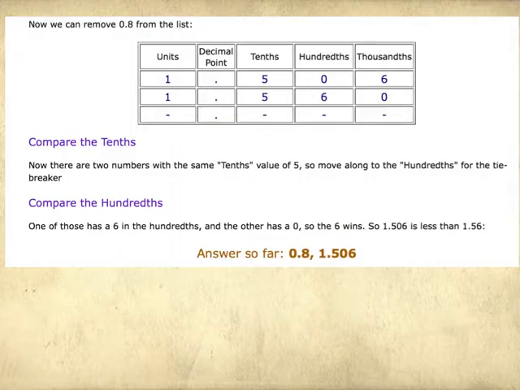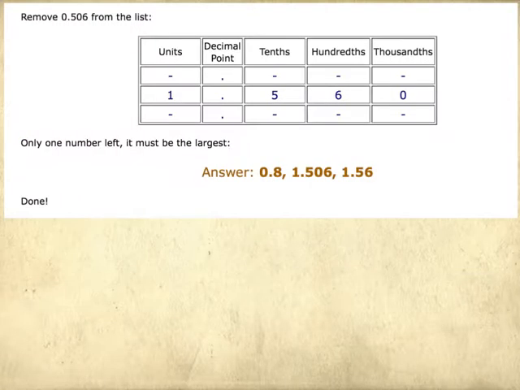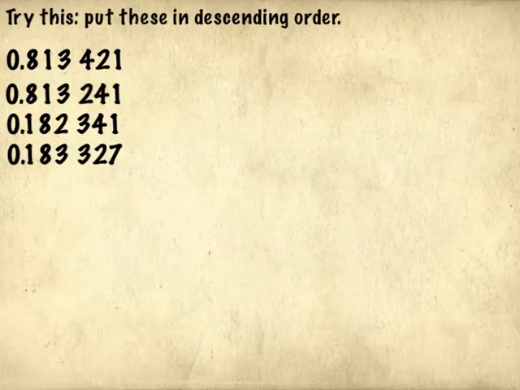1.506 is the next smallest because it had a 0 in the hundredths place. And then of course I've only got one number left, so it must be the largest. That means that in ascending order, my numbers are 0.8, 1.506, and 1.56. I'm done. So now you give it a try.